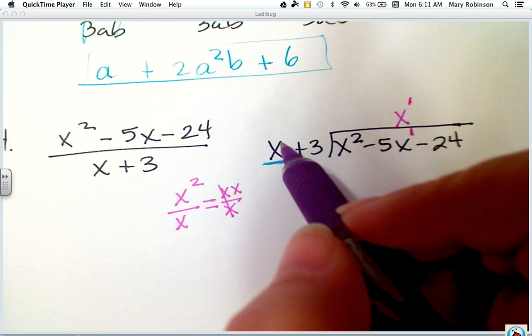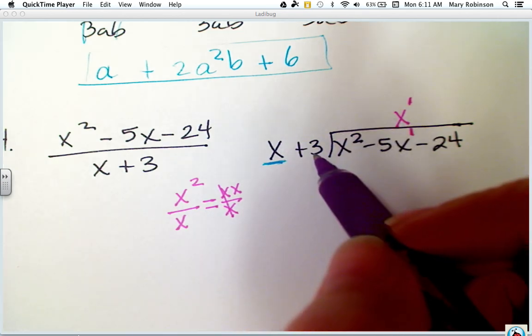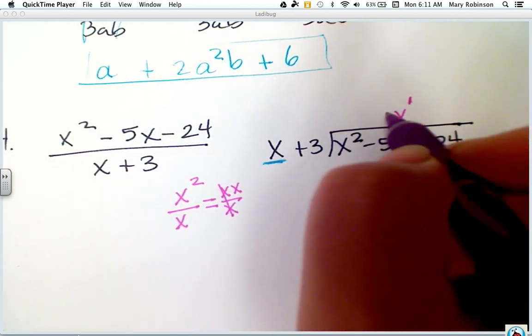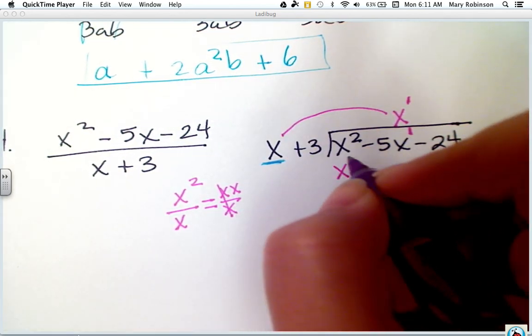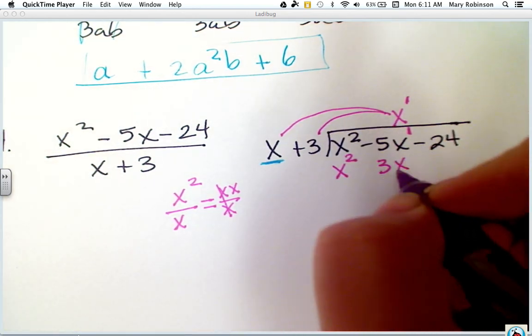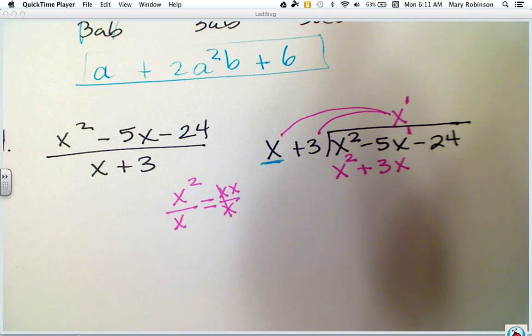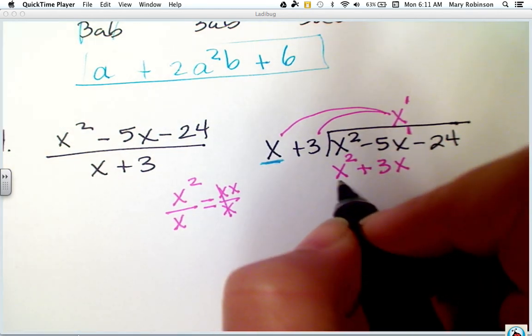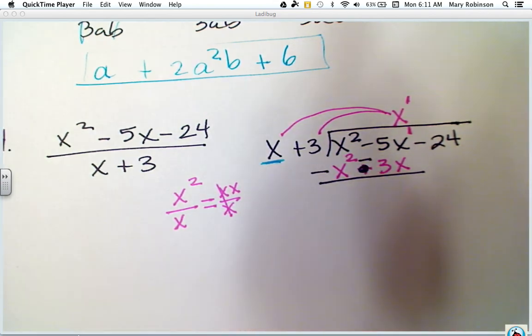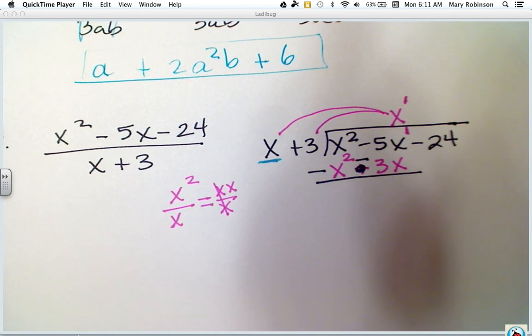And then I'm going to distribute the x to both terms. So now we're on that second step where we multiply and write it under here. x times x is x squared. x times 3 is positive 3x. But remember, our next step is to subtract. So you'll hear me say over and over, draw your line, change your signs. So a positive changes to a negative, and a negative changes to a plus.